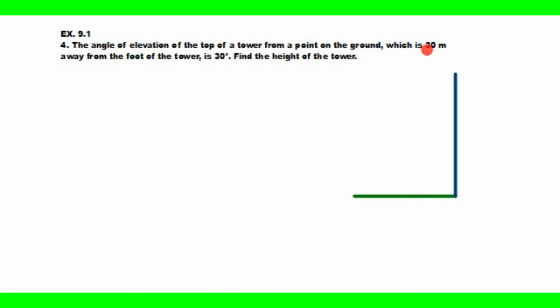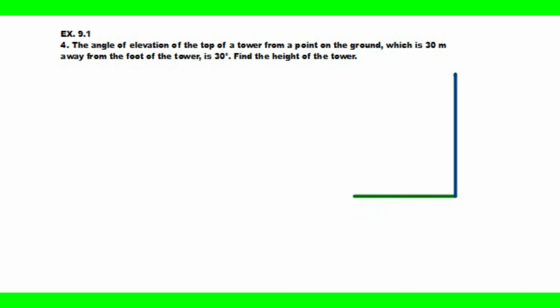Again it is given, which is 30 meter away from the foot of the tower. So what is 30 meter? That point is 30 meter away from the foot of the tower. This is the foot of the tower and this is the point. From this point, this length is 30 meter, and if you observe the top of the tower from here, then this angle of elevation is 30 degree.